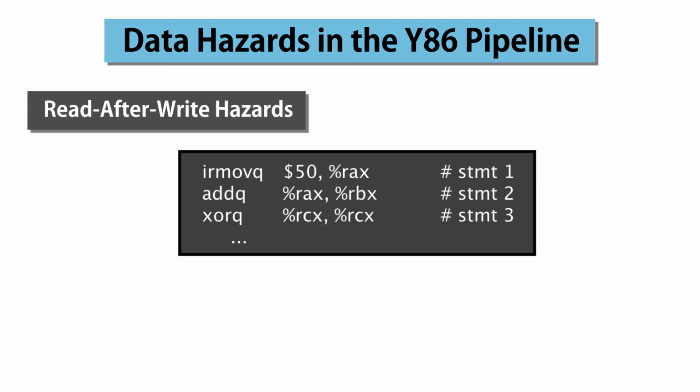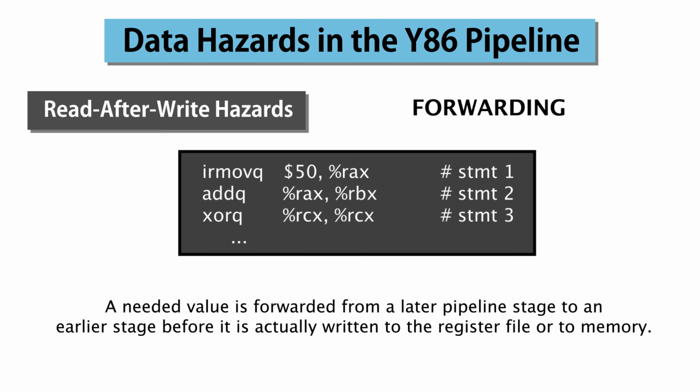The pipeline implementation can be enhanced to take advantage of this fact and retrieve the value from some appropriate pipeline register several clock ticks before it's officially written back into the register file. In this case, when the add queue instruction is in the decode stage, the control logic can retrieve the value from the appropriate pipeline register rather than from the register file. This process is called forwarding. A needed value is forwarded from a later pipeline stage to an earlier stage before it's actually written to the register file or to memory. This eliminates the need for stalling the pipeline in many cases.